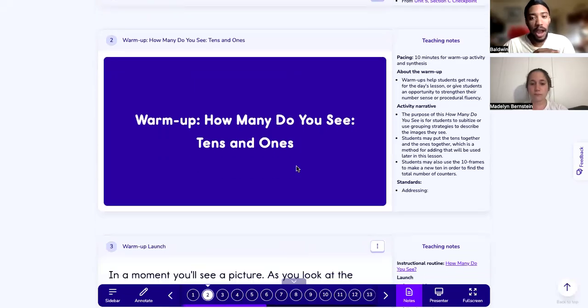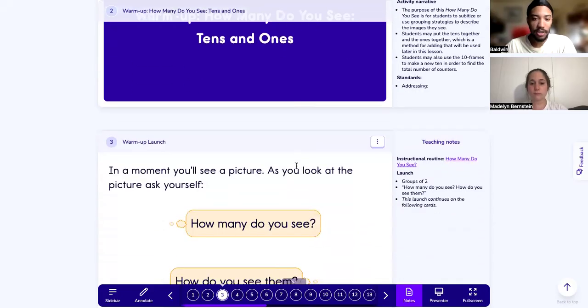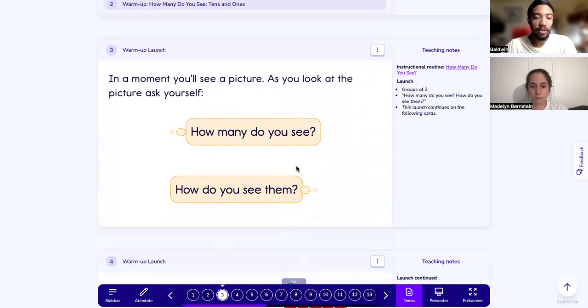So our warm up. How many do you see, tens and ones? Slide number 3. In a moment, I'm going to show you a picture. As you look at the picture, I want you to ask yourself two questions. How many do you see and how do you see them? Which questions are you going to be thinking about? How many do I see? And then how do I see them? Good.